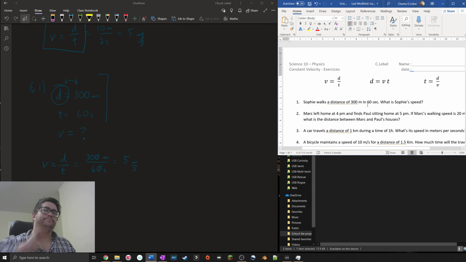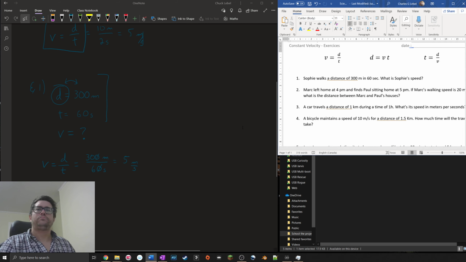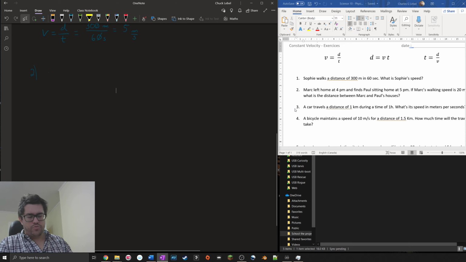All right. We're back. 2. Mark left home at 4. So big situation where Mark goes from this place to this place. It doesn't need to be straight. It could be curved, from A to B.